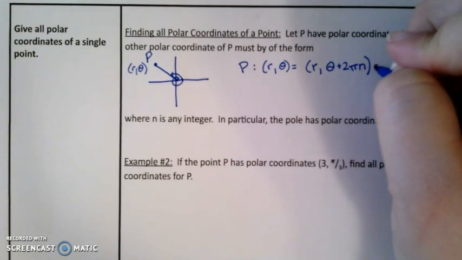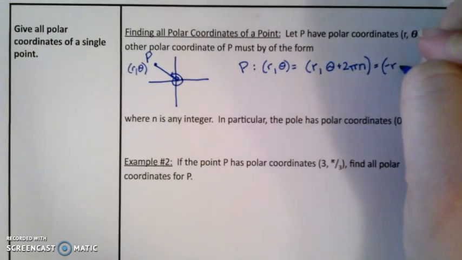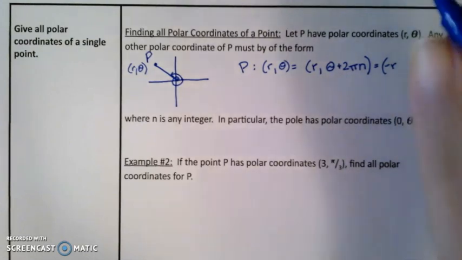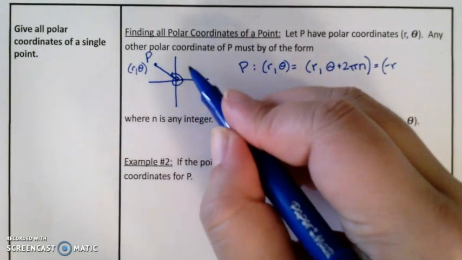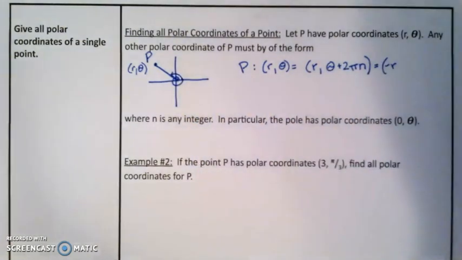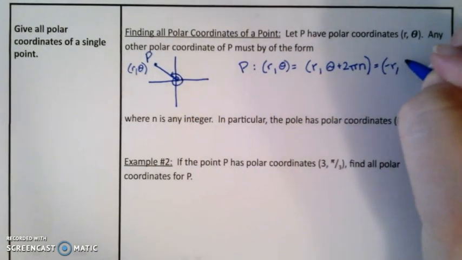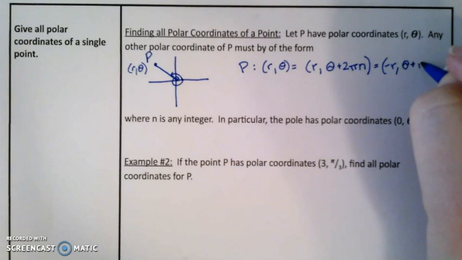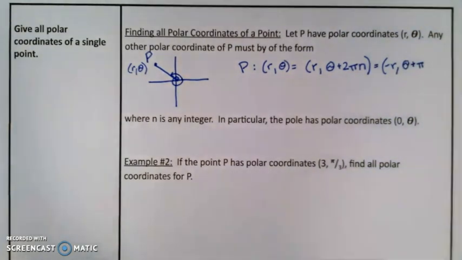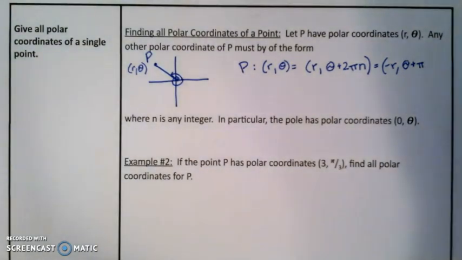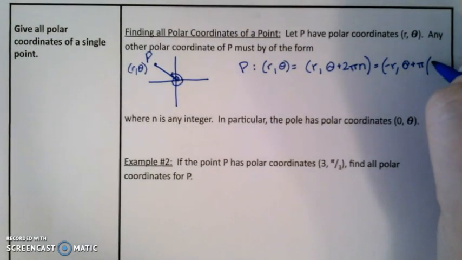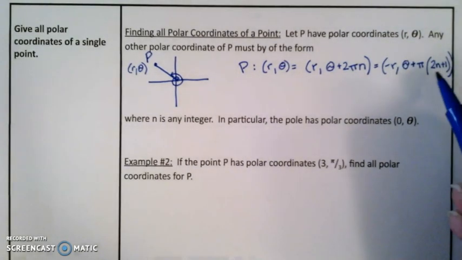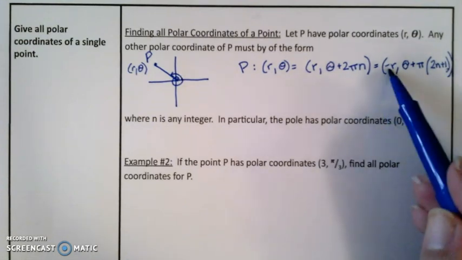I could also have that negative radius, okay? But now if I have a negative radius, I have to go around a half rotation. So this is going to be theta plus pi, okay? But then I can go around that half rotation, and I can go around as many rotations as I want after that. So times 2n plus 1.